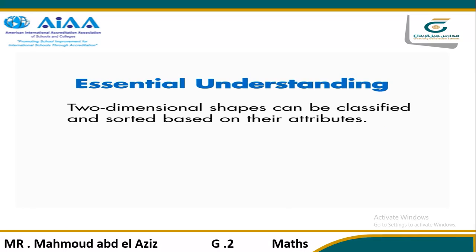The essential understanding for this lesson is, two-dimensional shapes can be classified and sorted based on their attributes. Previously, students used sides and vertices to define two-dimensional shapes, such as rectangles, squares, and circles. In this lesson, students use the number of sides and vertices to classify and name two-dimensional shapes as triangles, quadrilaterals, pentagons, or hexagons.